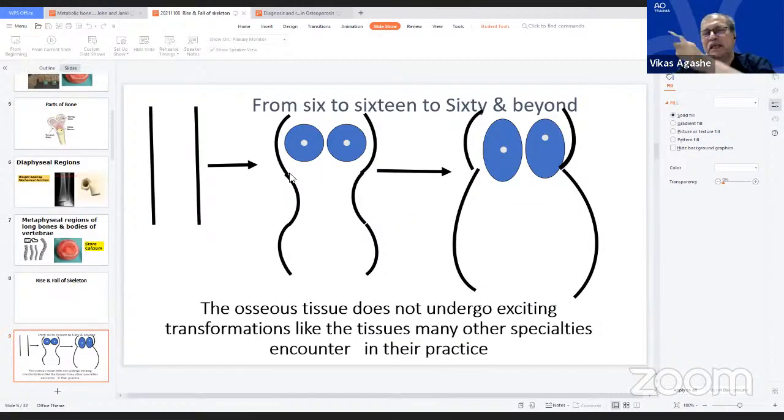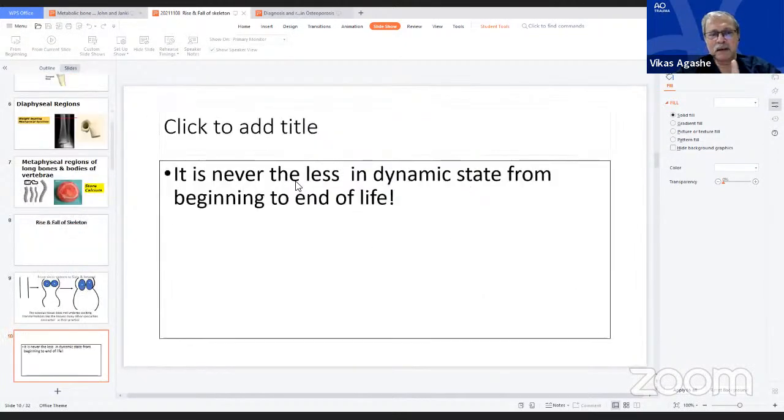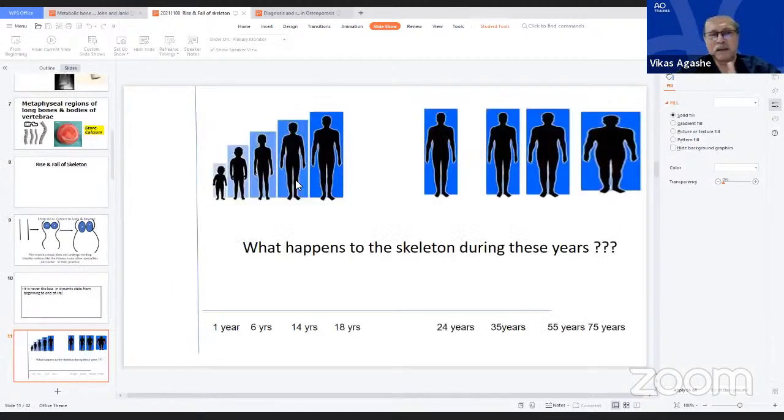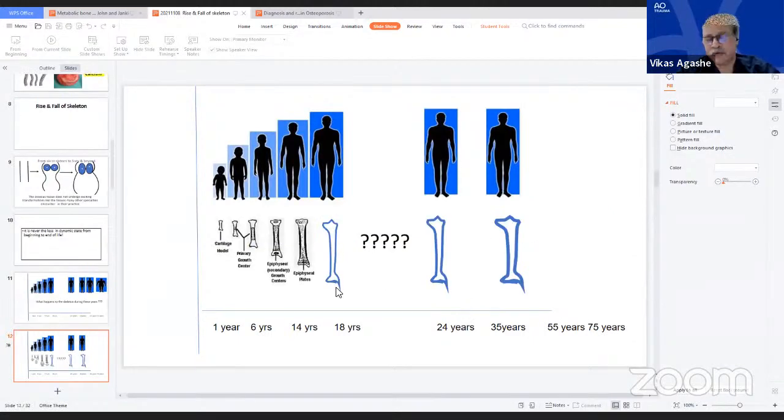From 6 to 16 and 60 beyond, not every tissue undergoes significant changes, but even bone is in a dynamic state from beginning to end. So what happens to the skeleton? From the first year to 18 years, the size goes on increasing. And after about 18 years, after skeletal maturity, the thickness of bone increases. Can you see this? This is at 18 and the thickness increases. The size will not increase.